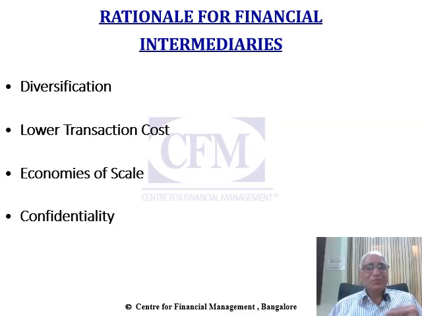Rationale for financial intermediaries. Diversification. When you participate in a mutual fund scheme, you get the benefit of diversification in a cost-efficient manner. Lower transaction costs. Mutual funds buy and sell in large quantities, so they enjoy lower transaction costs, which are passed on to their investors. Economies of scale. Organizations like LIC have large volumes of business, so they enjoy economies of scale, which are somehow passed on to their policy holders. Confidentiality. When you share information with a bank or financial institution, the information is supposed to be kept confidential.